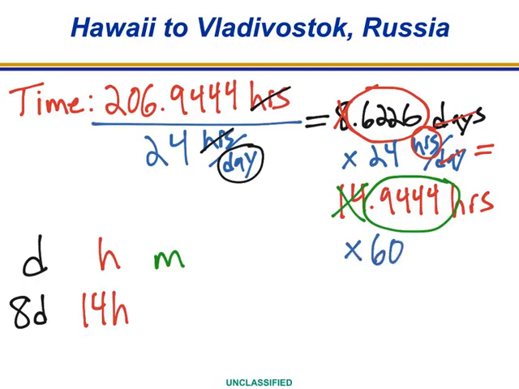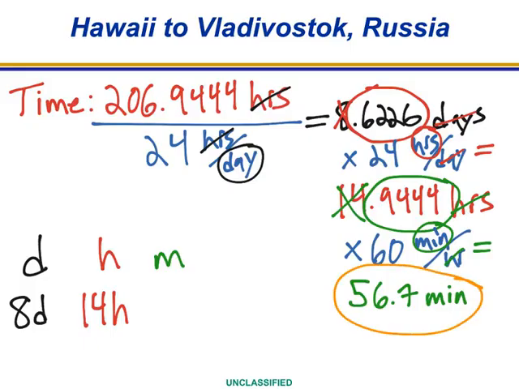We'll do that by multiplying that by 60, because there are 60 minutes in 1 hour, and we get 56.7. Looking at the units, hours cancel out, we're left with just minutes, so that's 56.7 minutes. And that's the last piece of information. So we'll move it over here.